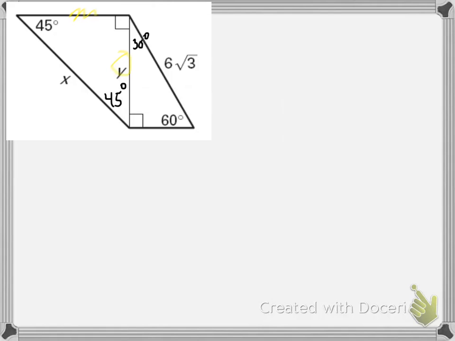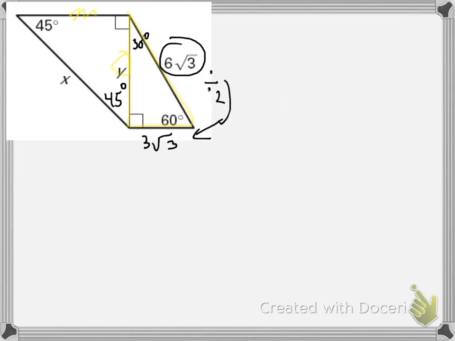But if we look at the 30, 60, 90 triangle here, we can actually do what we've been doing before, and we recognize that the short leg opposite 30 is half of the hypotenuse. Here's the hypotenuse length divided by 2. That means it's going to be 3 root 3. So when you divide it by 2, you get 3 root 3.